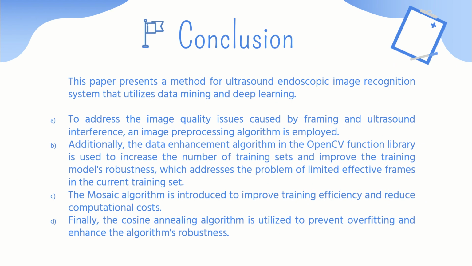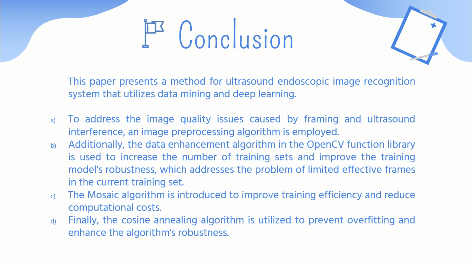Coming to the conclusion, this paper proposes a method for an ultrasound endoscopic image recognition system based on data mining and deep learning. The image pre-processing algorithm is used to improve the quality of the ultrasound endoscopic images, and we also use the data enhancement algorithm in the OpenCV function library to expand the number of training datasets, and the mosaic data algorithm is introduced to improve the training efficiency and to solve the problem of low recognition efficiency. We use the cosine annealing algorithm to avoid overfitting of the result.